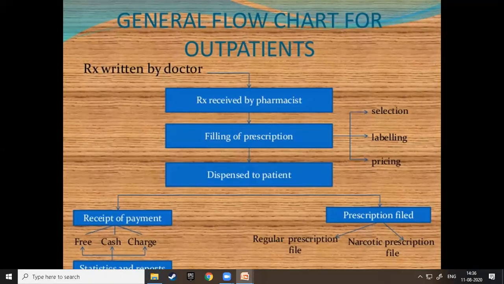The receipt of payment is of three types: free, cash, and charges. Generally we give cash transactions, but in a government hospital we get these prescriptions free from the pharmacy section. In private hospitals, they do not take money at that time, but they charge the medicine cost in your final bill. That happens in private hospitals.